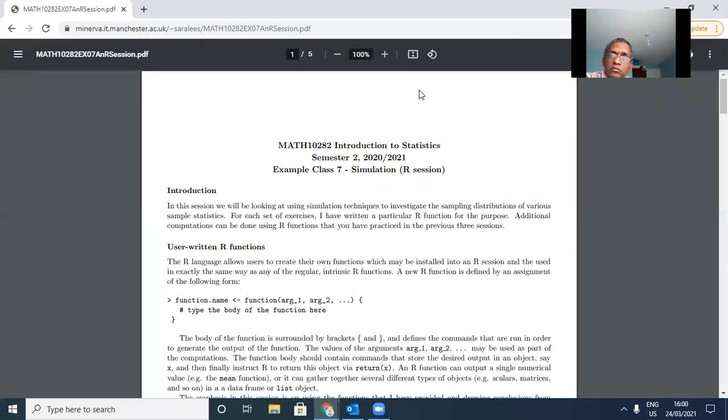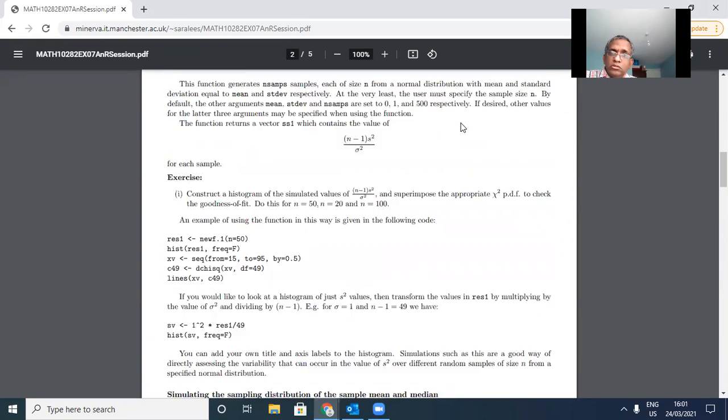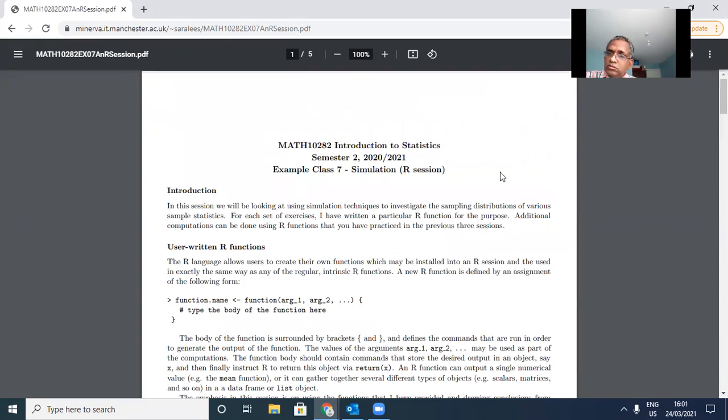Right. So the tutorial sheet for today is this one. You can see it on your laptop or iPad or whatever you have. You should be able to see it. It's not a long tutorial sheet. It's only like 4 pages long, so hopefully I can finish all of it before the time. Okay. So let's see how we go.